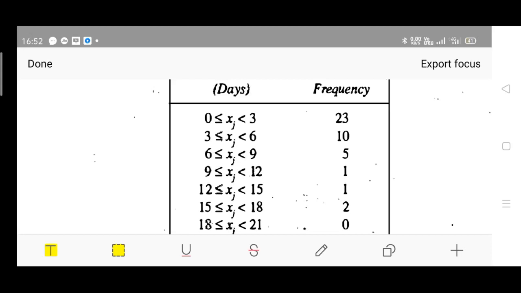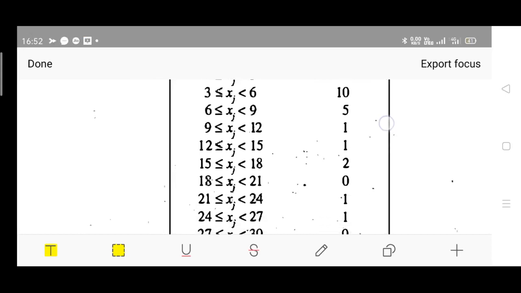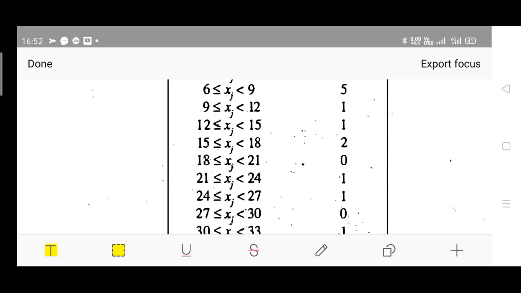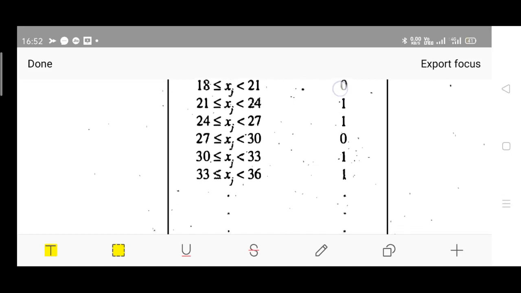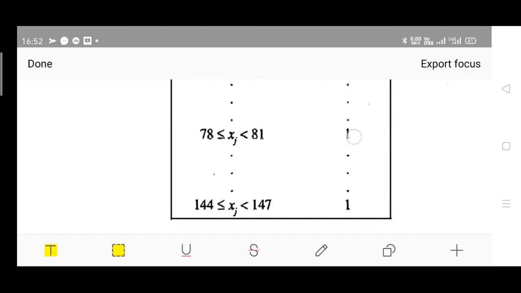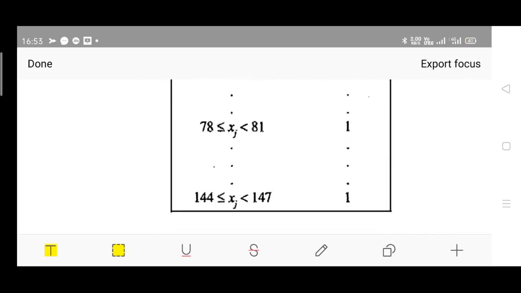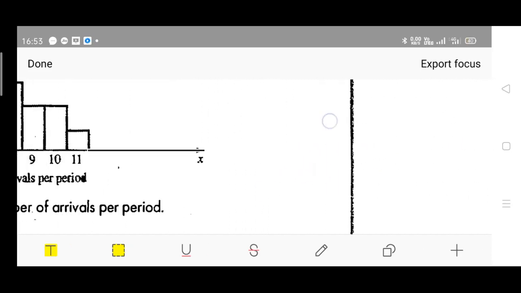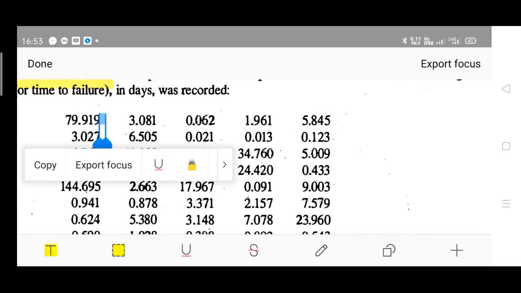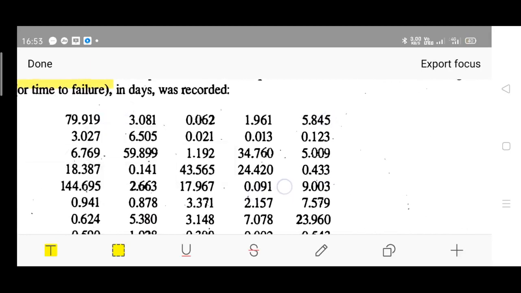See, it is observed that 5 components have a lifespan of 6 to 9 days, then only one component with 9 to 12, one component with 12 to 15, 2 components with 15 to 18, 0 components with 18 to 21. Intervals of 3 days are taken: 21 to 24, then 24 to 27 has 1, 27 to 30 has 0, 30 to 33 has 1, 33 to 36 only 1, and so on. And the last one is actually 144 to 147, because the lifespan, as you can see here in terms of days, is 79.919 days for one component, 3.027 days, and so on.